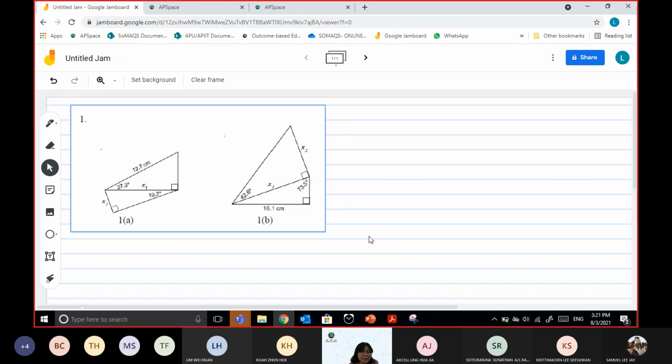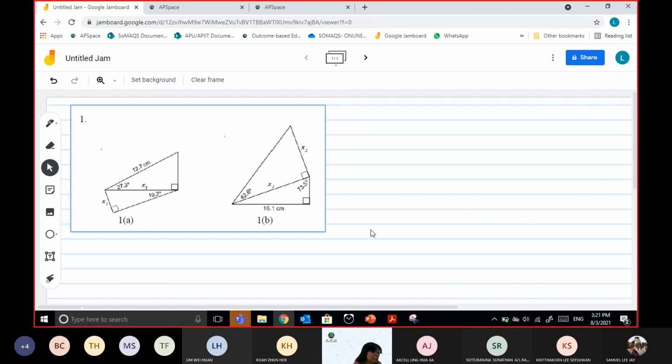Okay, so these are the two questions from question 1. Since the questions involve triangles, and the triangles are all right-angle triangles, we can solve this just by using the ratios of trigonometry. Okay, hold on now, 1 minute.